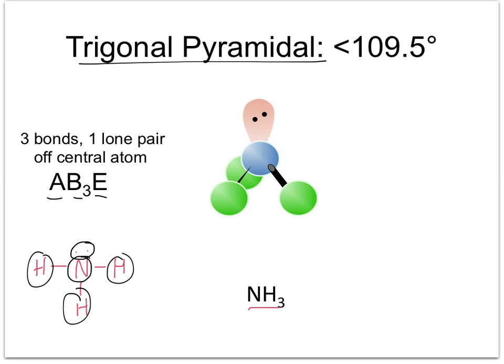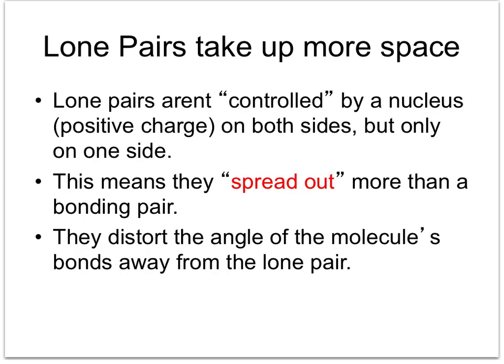So we need to take the ammonia and turn it into a trigonal pyramidal shape, which is what you basically see in the middle of the screen, but that's with the wedges and the dashed lines. So let me just give you a better way to draw this. We'll just take the N and angle down the hydrogens so that they look like they are in a pyramid shape. Lone pairs of electrons aren't controlled by a nucleus on both sides, only on one side. So what that means is they can actually spread out more than a bonding pair. And because of that, they tend to distort the angle of the molecule's bonds away from the lone pair.